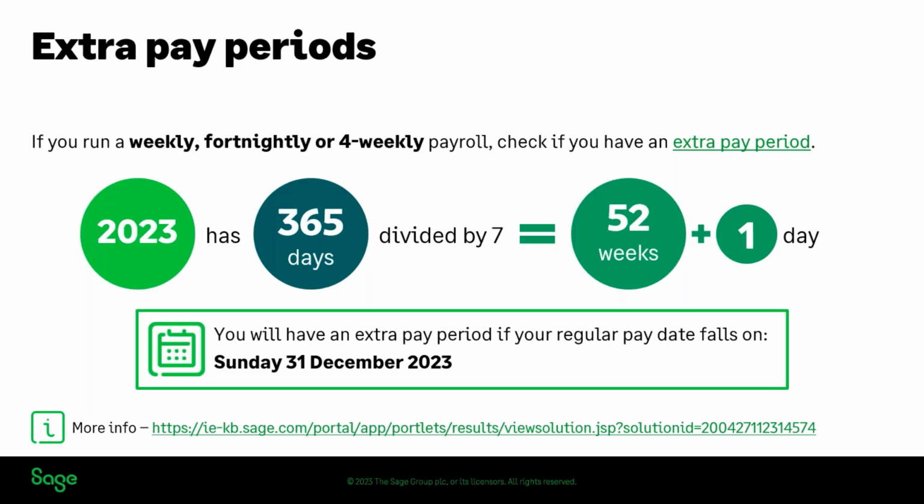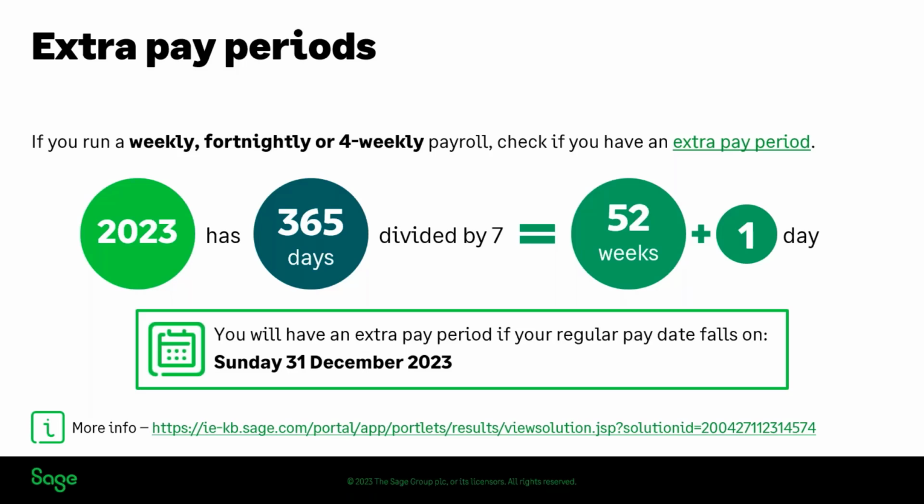So if your pay date is any other day of the week, you will not have an extra pay period this year. So the reason that Sundays would have one is that your first pay date of 2023 would have been Sunday the 1st of January. And then by the time you get to the 31st of December, that will be your 53rd payment if you pay weekly, or 27th payment if you're fortnightly, or 14th payment if you pay 4-weekly. So that's known as an extra pay period. There are some special rules around calculating deductions, which your program will do automatically. So it'll do it on a week one basis, but it's worth being aware if you've got one.